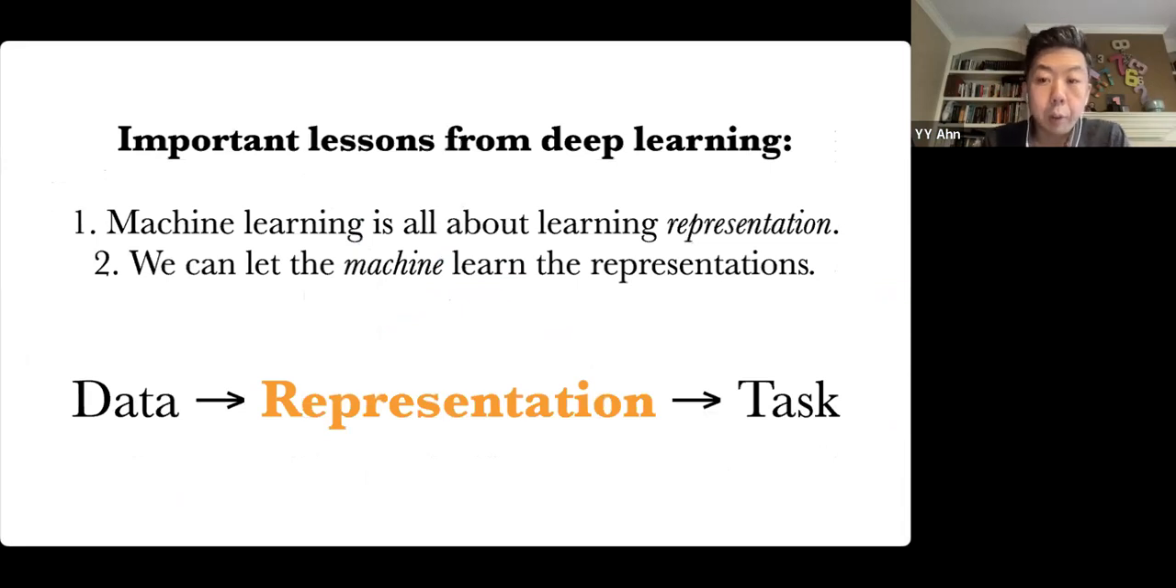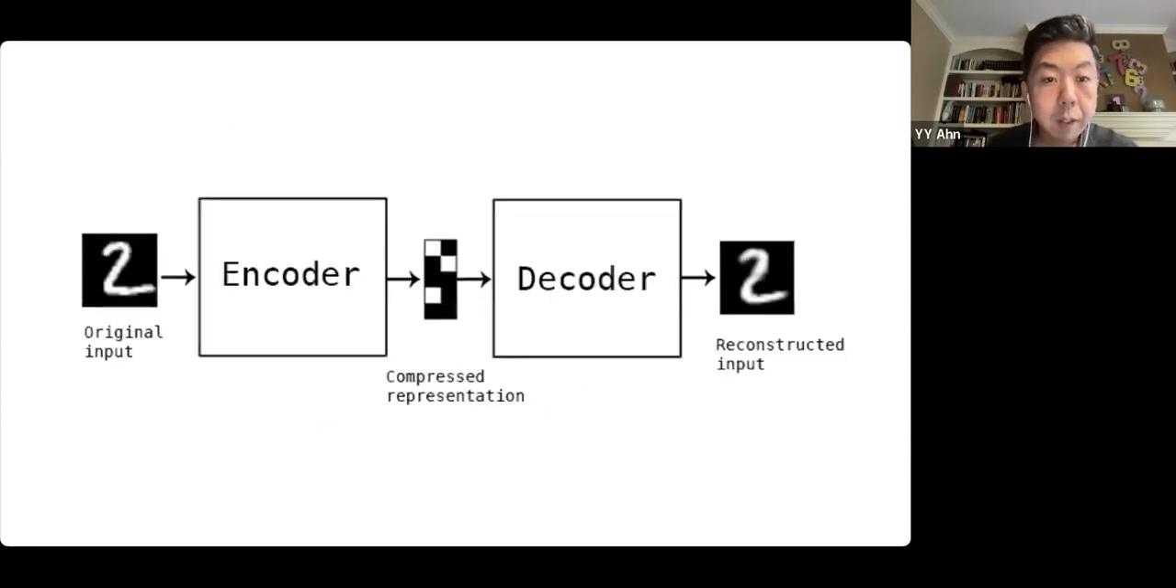If we can get a good representation, the prediction model may not matter too much, because we can represent the data really well. So I think two important lessons from deep learning are, first, machine learning is all about learning representations. And second, we can let the machine learn the representation. Often that's a really powerful way to get good representations.